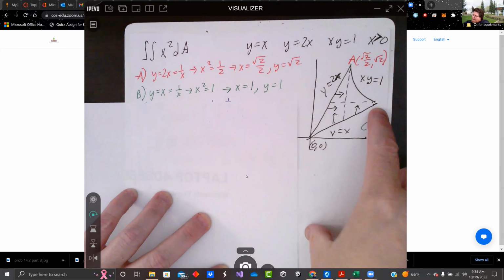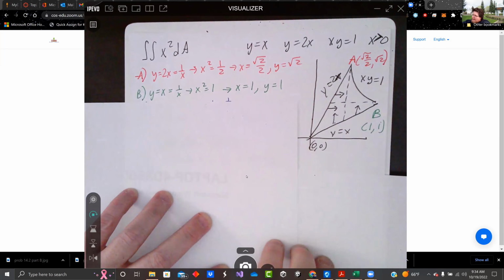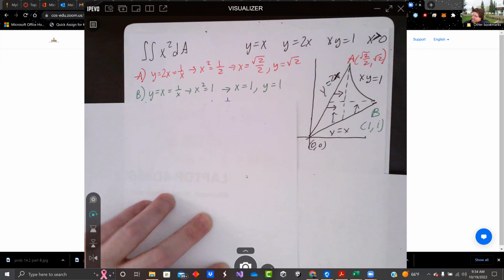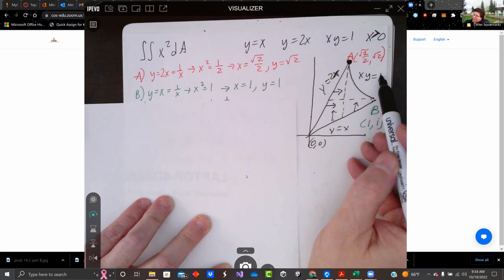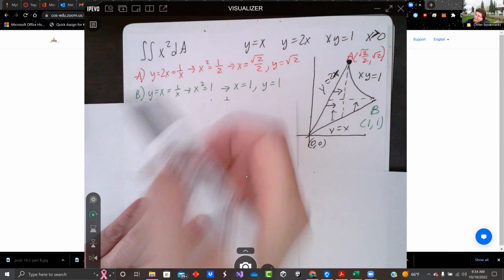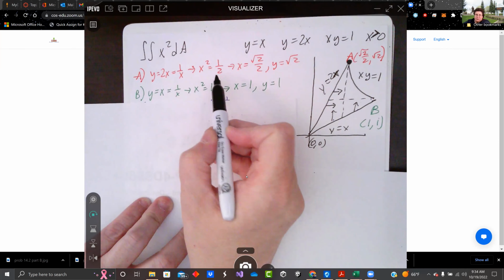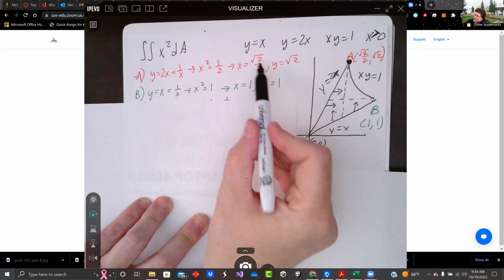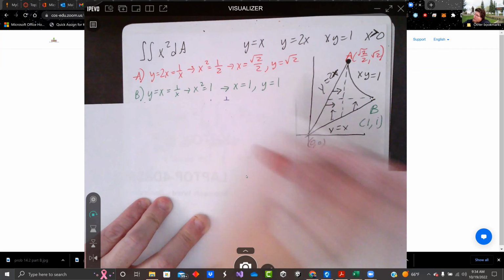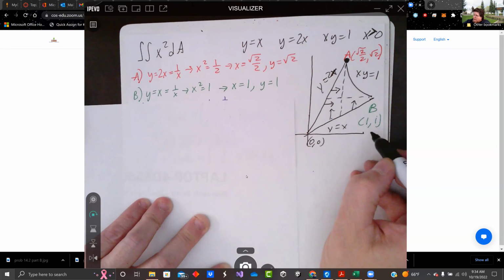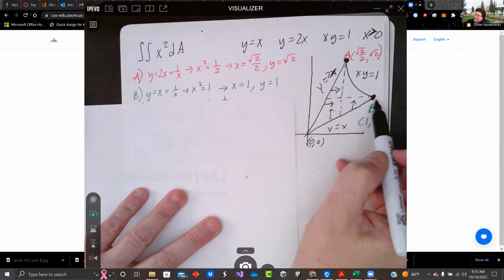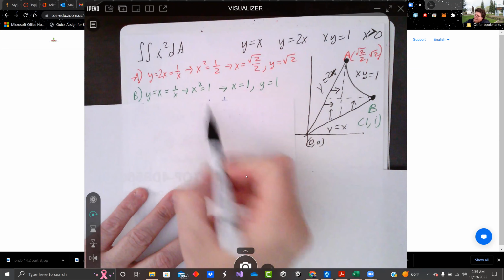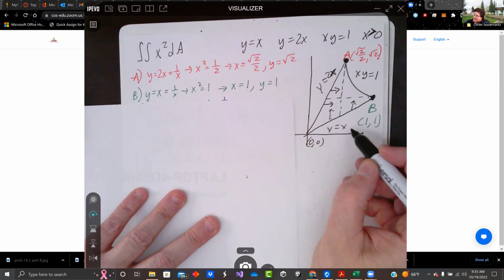We got y equals x along this line, y equals 2x along this line, and xy equals 1 along this line. And then I was finding the boundary points here. When we do A, we set y equals 2x and y equals 1 over x equal to each other. And you can see we get x squared equals 1/2, so x equals root 2 over 2. And if we plug root 2 over 2 into 2x, we get y equals root 2. So that's that point. When we match up y equals x and y equals 1 over x for this point here at B, we get x squared equals 1. So x equals 1 and thus y equals 1 because y equals x.